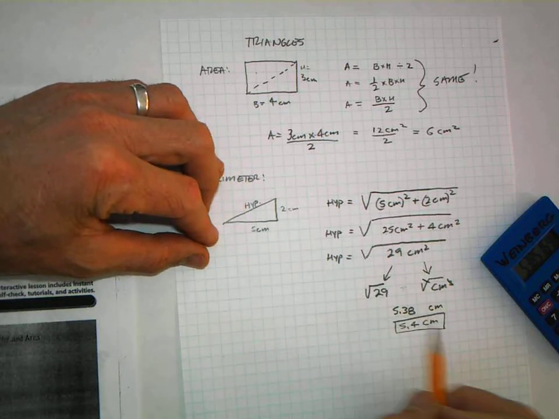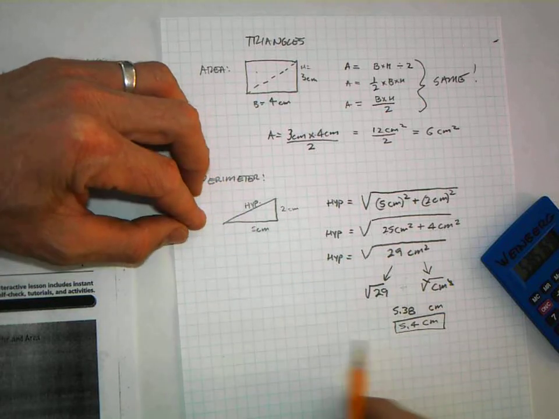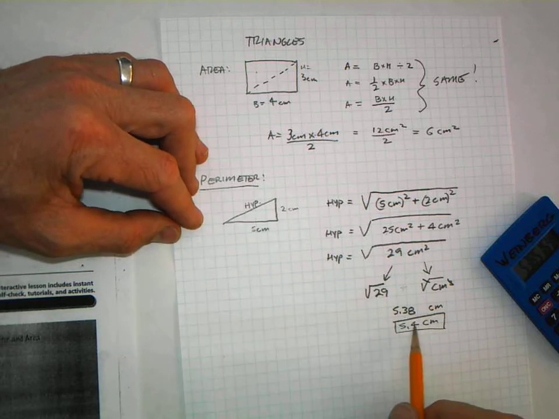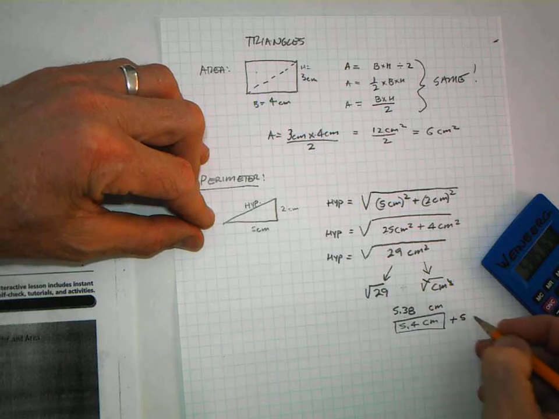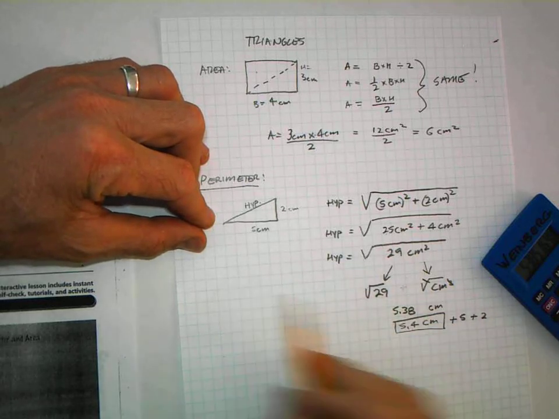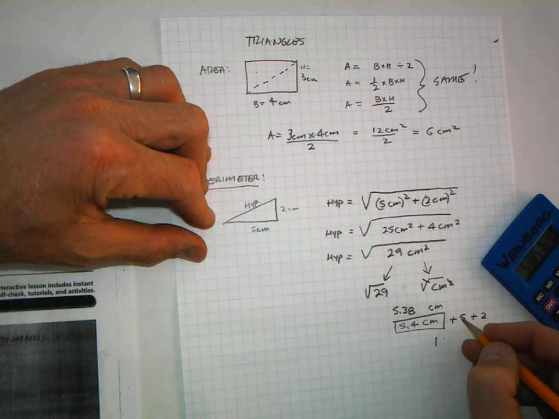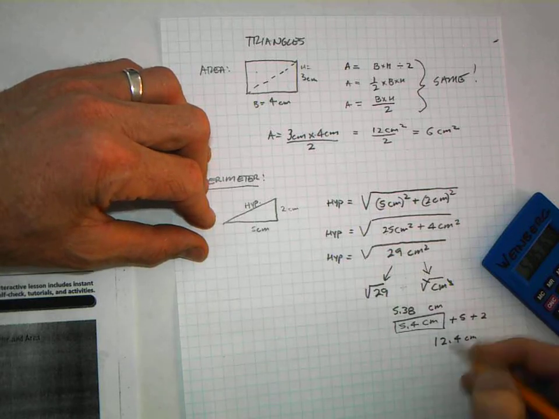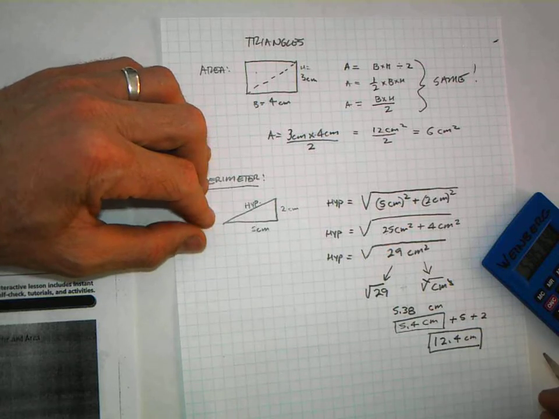Okay, so what you've done now is you found the length of this last one. So now we have to go back and answer the original question, which is the perimeter. So we're going to have to add 5.4 plus 5 plus 2 to give us a grand total of 5 and 5 is 10. That's 12.4 centimeters. The final perimeter is 12.4 centimeters.